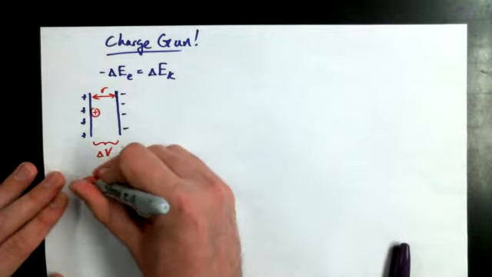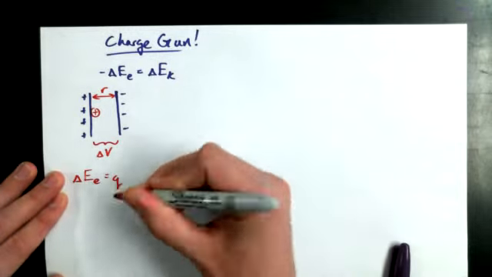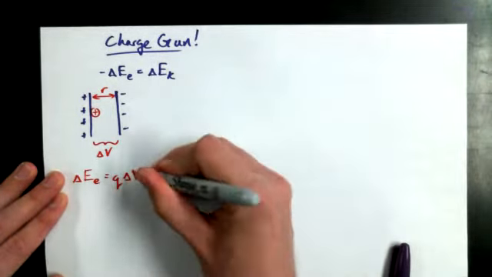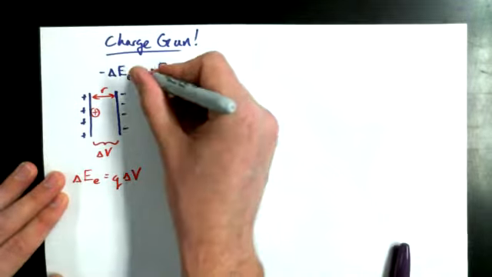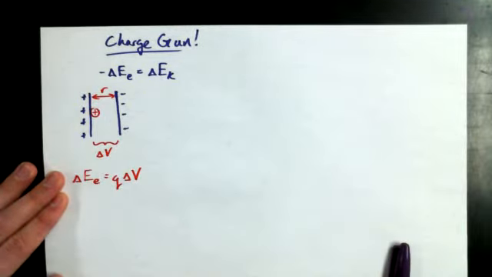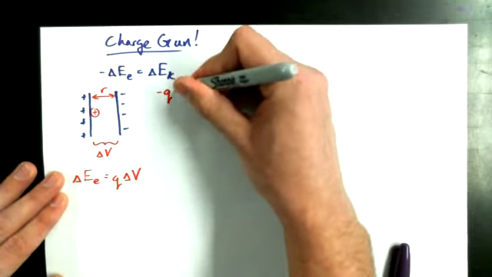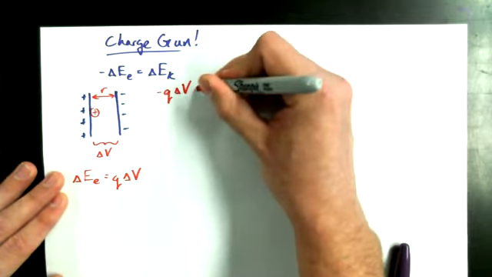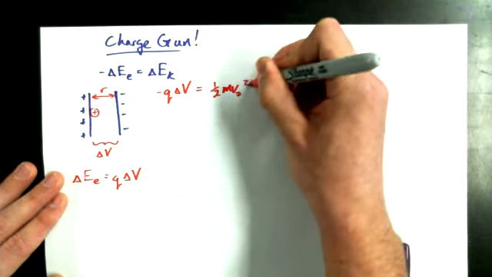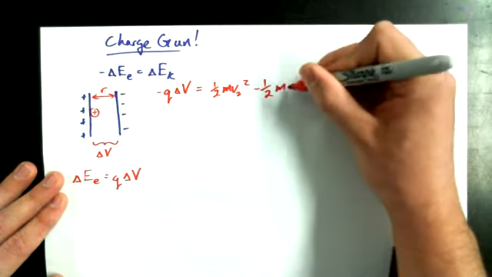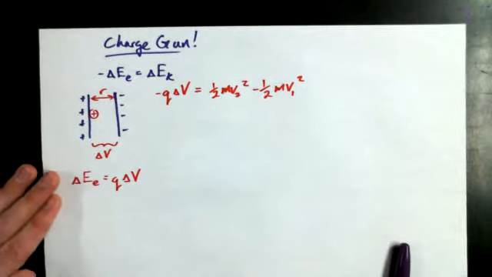Okay, and we said that electric potential energy, or change in electric potential energy, is equal to the amount of charge that's being moved times the electric potential through which it's being moved. So when we say electric potential energy is equal to change in kinetic energy, we're really saying that it's equal to negative Q delta V, and 1/2 mv2 squared minus 1/2 mv1 squared. Change in kinetic energy equal to change in electric potential energy.